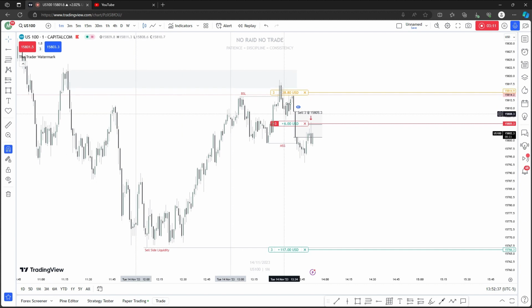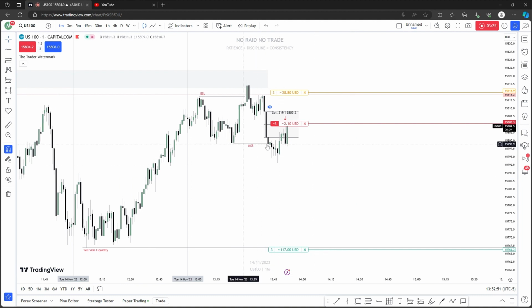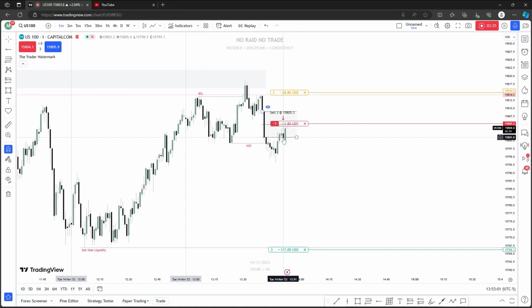Once price gave me that reaction, I just waited for a market shift followed by a fair value gap. We can see that we do have a shift here and we have a fair value gap. That right there states that I am aware of that fair value gap. If price trades towards that, that would be okay.